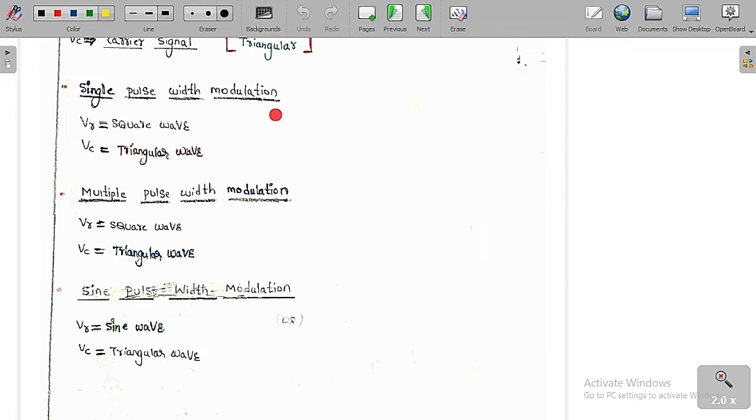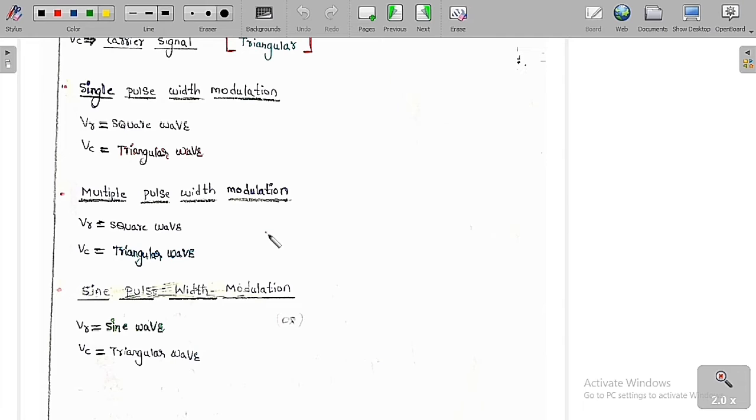So single pulse width modulation means only one pulse in a period of 0 to pi. Therefore in half of the period, from 0 to pi, we are going to get only one pulse in the output voltage, and the reference signal is a square signal and the carrier signal is a triangular waveform. Whereas in multiple pulse width modulation, we are going to get more than one pulse in half of the time period, or 0 to pi, in the output voltage.